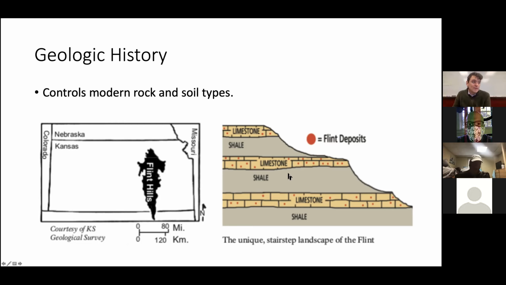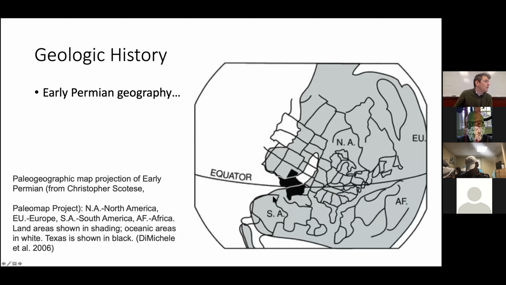The reason you get limestone and shale in different places depends on the depth of ocean water, when this was all under an ocean about 300 million years ago. So this is a map of what the world looked like, or at least what North America looked like during the early Permian, something like 290 million years ago or so.